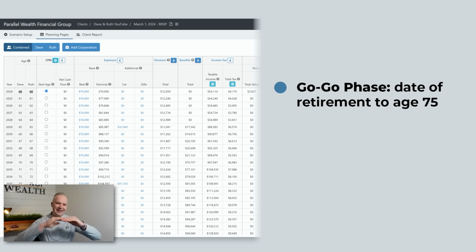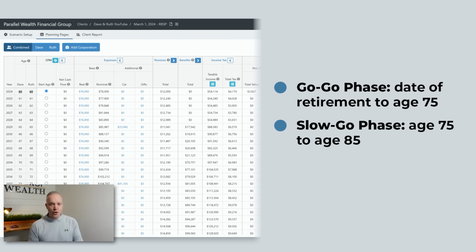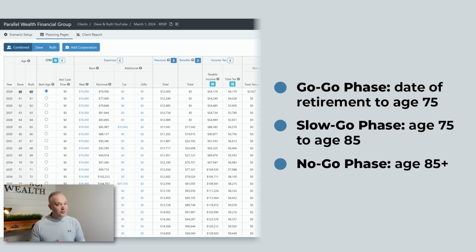And again, if you just create a level income through retirement, you're missing out because you'll probably get to later years and have a lot of money left over that you can't spend. So again, make sure you take advantage of those go-go years. Then you have the slow-go years of retirement, typically 75 to 85, and then no-go years is about 85 onward, where it's hard to spend money. You may need a care facility, that's a small percentage of people, but typically spending goes down through retirement. So why wouldn't your retirement plan look like that as well?